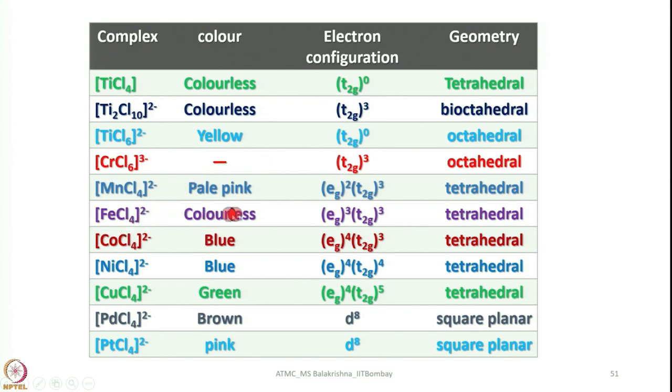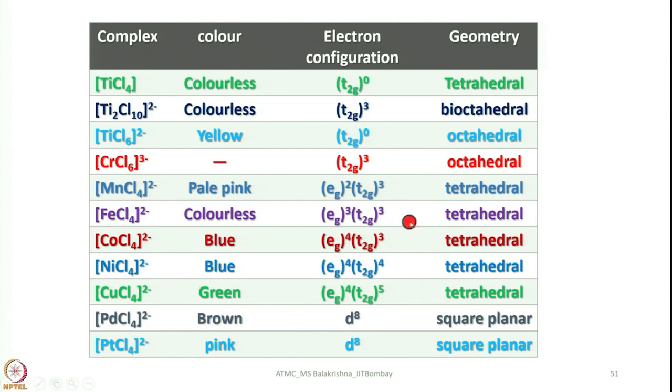And FeCl4 2- is again tetrahedral, colorless. Tetrachlorocobaltate, you can see, is blue in color, it is tetrahedral. Nickel tetrachloro compound is blue in color, we have tetrahedral geometry. CuCl4 is green, again tetrahedral. Tetrachloropalladate and tetrachloroplatinate are respectively brown and pink in color. Of course, they have d8 electronic configuration and they adopt square planar geometries.